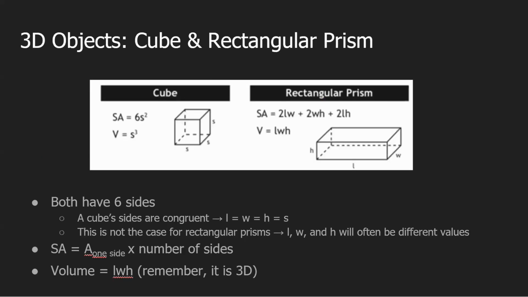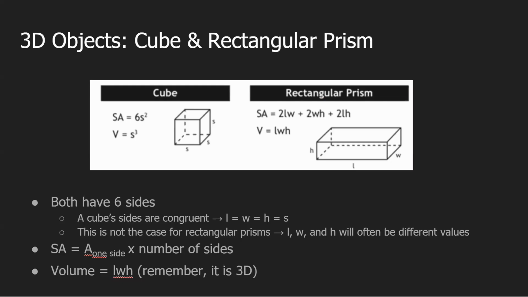Over here, we're going to explore two objects. One is a cube and one's a rectangular prism. These shapes both have 6 sides. A cube's sides are congruent, meaning that the length, the width, and the height all equal each other. And so we can assign a single variable for them all. Let's just say S, which stands for side.